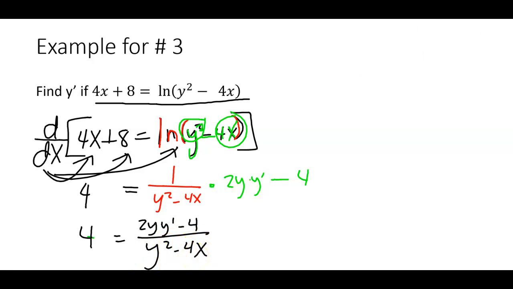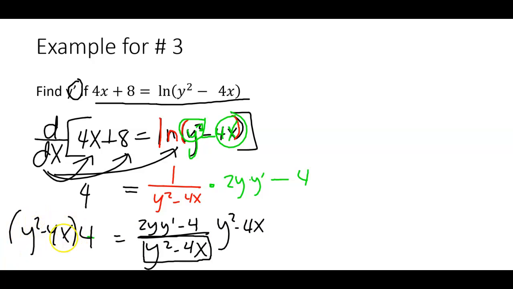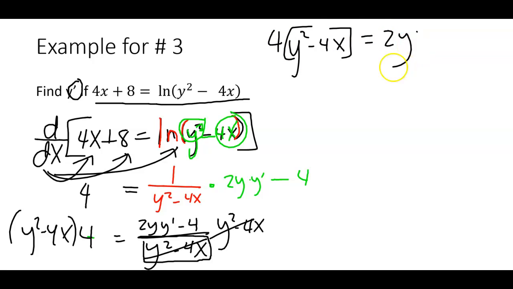All right, so now the goal here is I want to find out what y prime is, right? And so I need to get this y prime right here by itself. The first thing I would do is multiply the denominator on both sides. So I'm going to multiply this side by y squared minus 4x, and this side by y squared minus 4x. That way these cancel out. And so now I've got y squared minus 4x being multiplied by a 4 is now equal to 2y y prime minus 4.